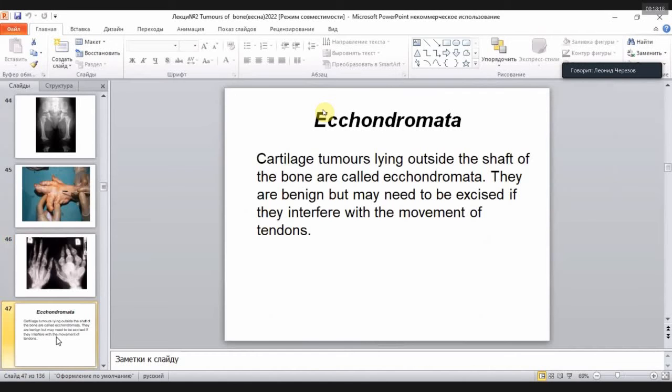Chondromata. Cartilage tumors lying outside the shaft of the bone are called chondromata. They are benign but may need to be excised if they interfere with the movement of tendons.